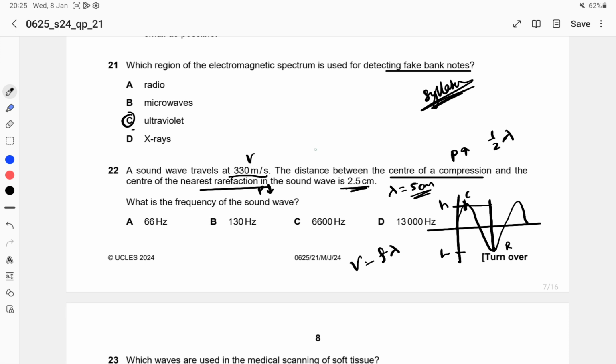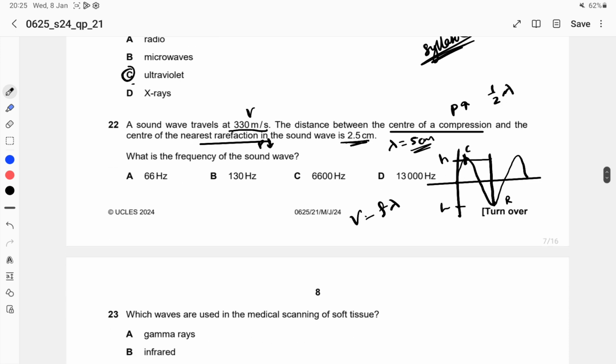Yes, you can also do it by the compression rarefaction method. Wavelength is the distance between the center of one compression to the center of the next compression, which means they have given me half the wavelength. But I personally prefer this, sound waves as pressure waves.